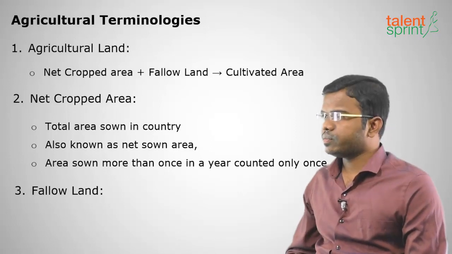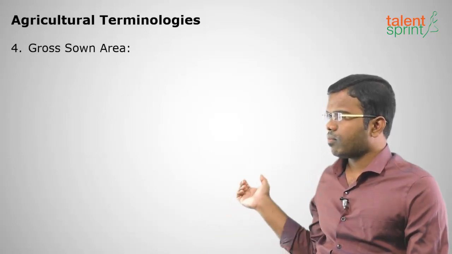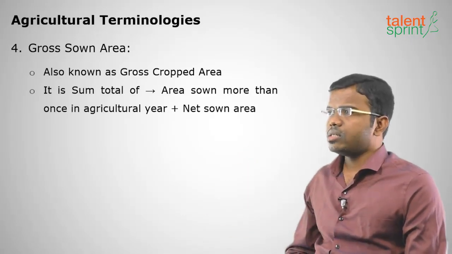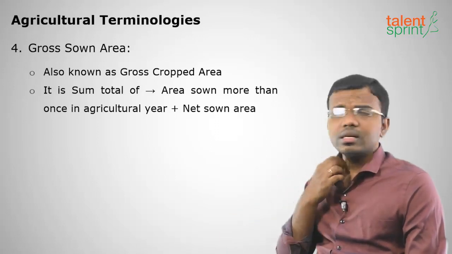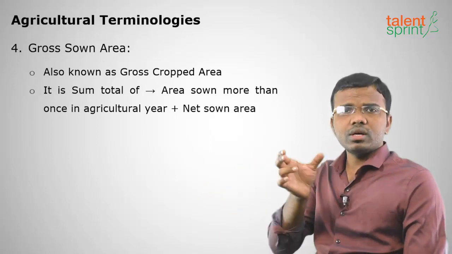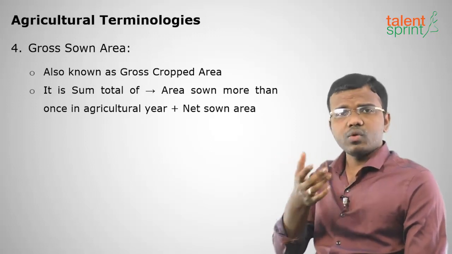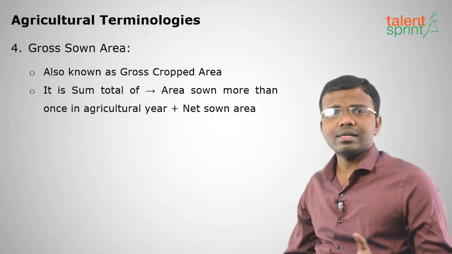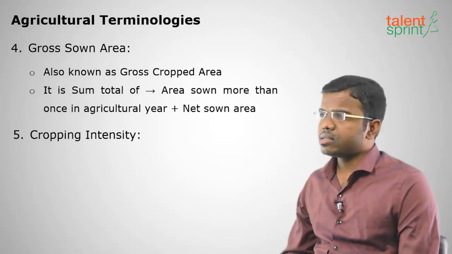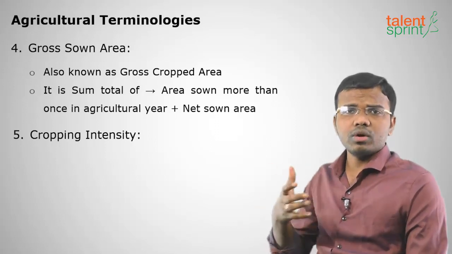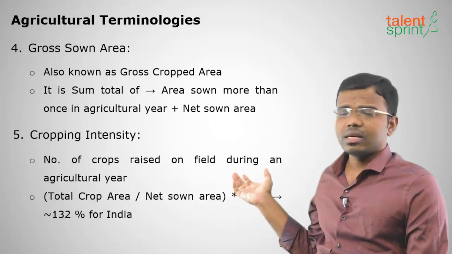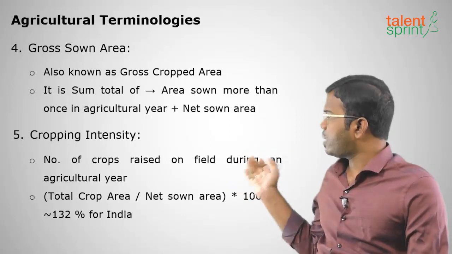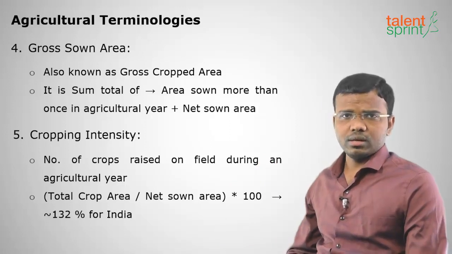And the next is gross sown area. What is this gross sown area? Gross sown area is the area sown more than once in an agricultural year plus the net sown area. Generally net sown area means sown only once, and if you add the area sown more than once in an agricultural year, it is called gross sown area. And the next is cropping intensity. How many crops you are growing per year, that is called cropping intensity. Generally it is approximately 132%. It is total crop area divided by net sown area, into 100.